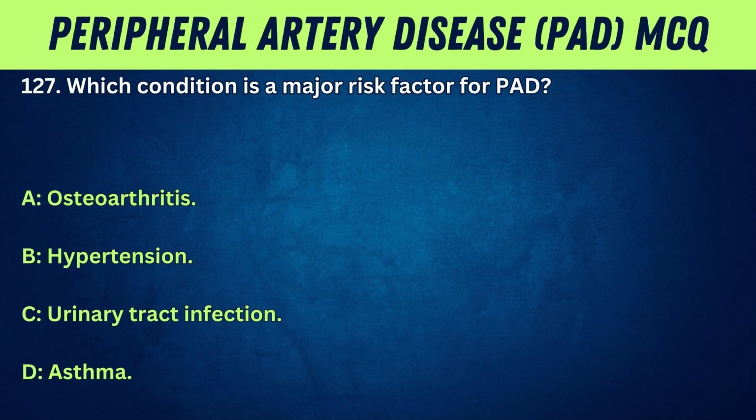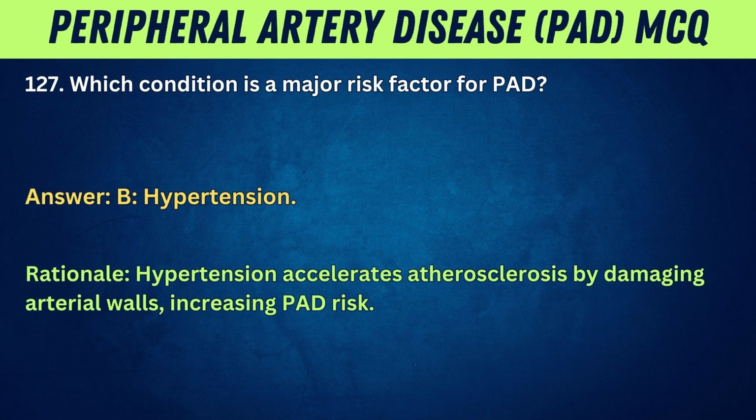127. Which condition is a major risk factor for PAD? A. Osteoarthritis. B. Hypertension. C. Urinary tract infection. D. Asthma. Answer. B. Hypertension. Rationale. Hypertension accelerates atherosclerosis by damaging arterial walls, increasing PAD risk.